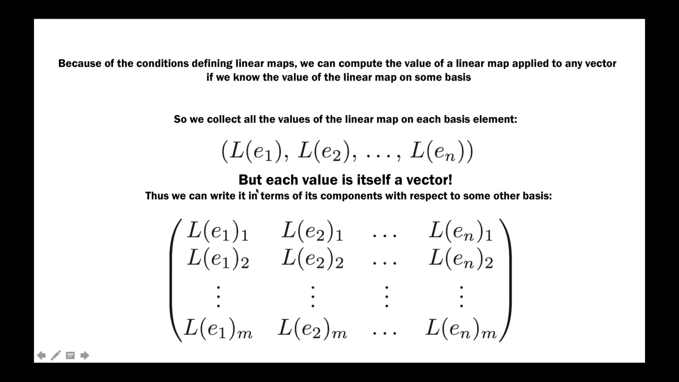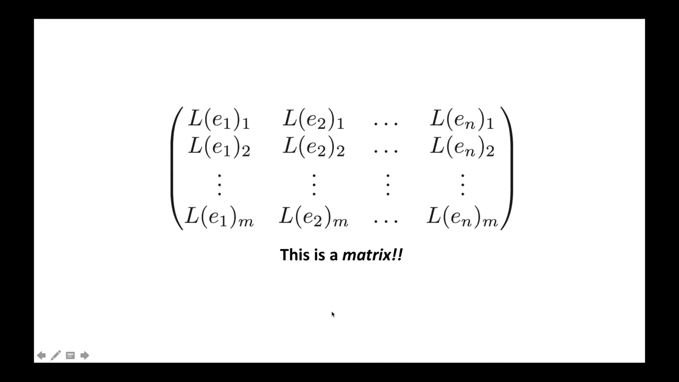So if we write out the components of these resultant vectors in some basis, we get this representation, where this is the first component of the result of applying L to e1. This is the second component of the result of applying L to e1. This is the second component of applying L to e2, and so on and so forth. But check this out. This is a matrix. So this is where matrices come from. Matrices are the representation of linear maps. Matrices represent linear transformations between vector spaces.